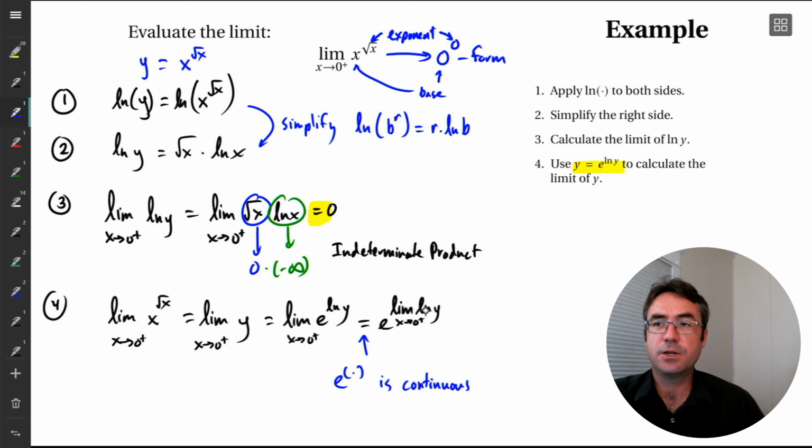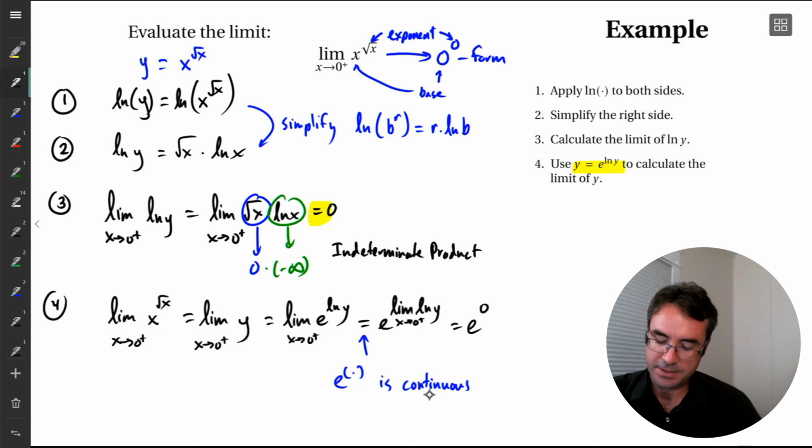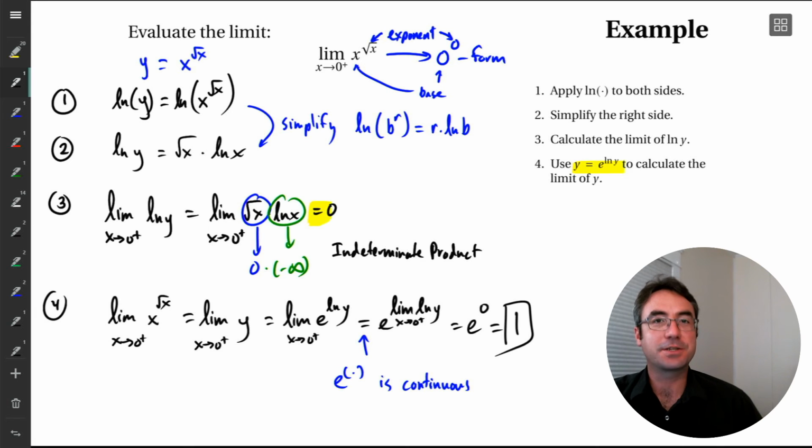And so then we need to know, well, what's the limit of natural log y? And just so happens in step 3, that's what we calculated. We calculated the limit of natural log y. We found it was 0. So we end up with e raised to the 0, which is just 1. Not too bad. Kind of a lot of tricks in here, though.